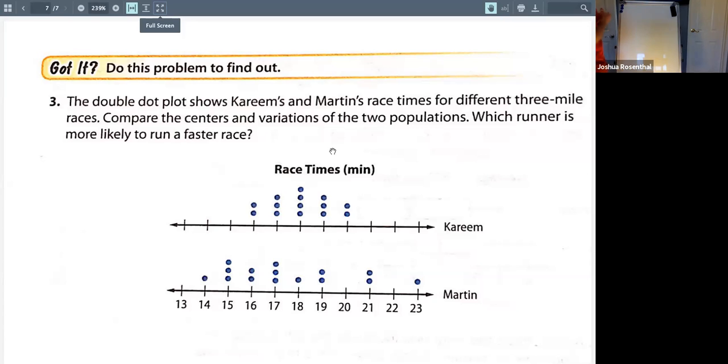This could be tricky. I'm going to make a double box and whisker plot. Why don't you guys practice making a box and whisker? Martin in red.